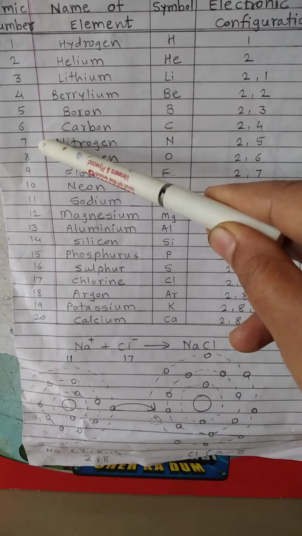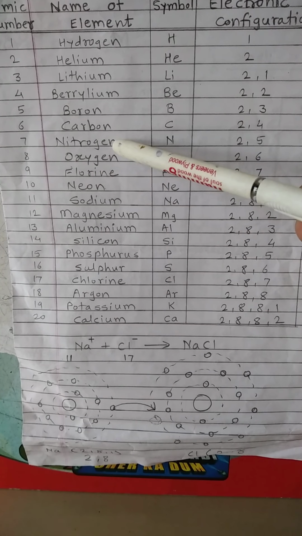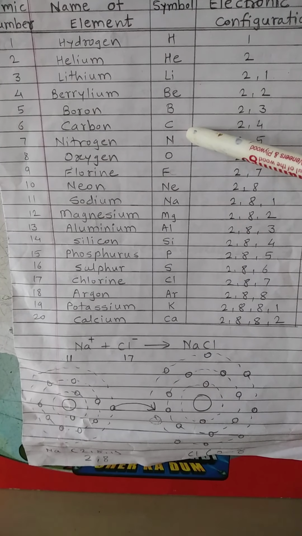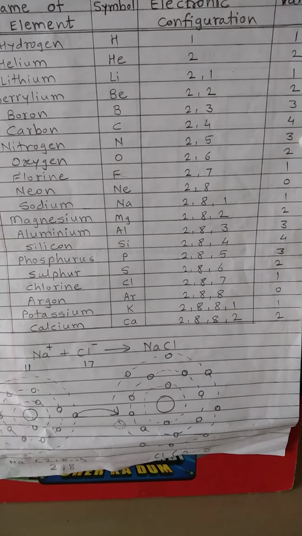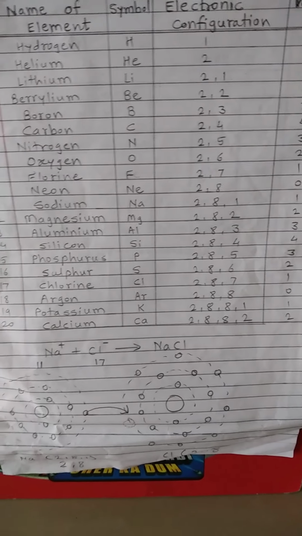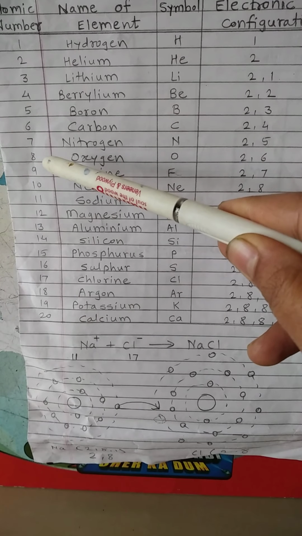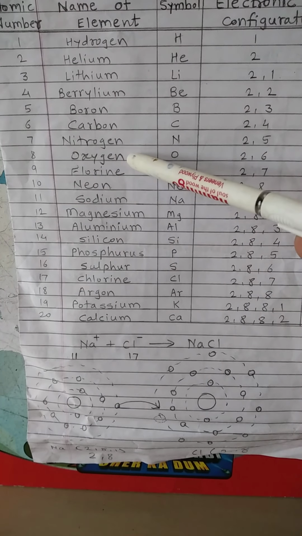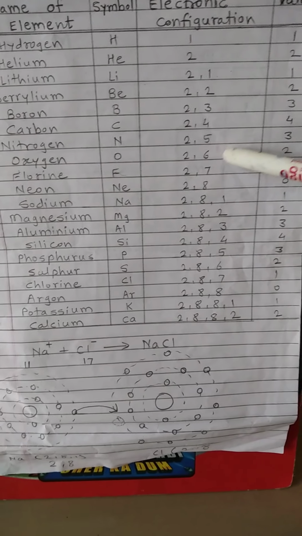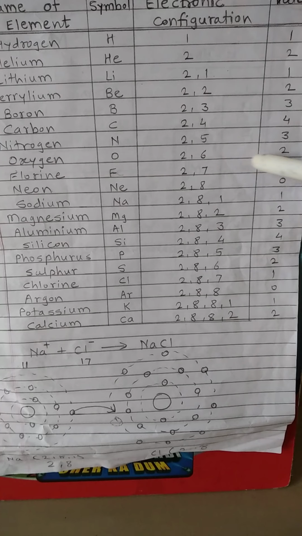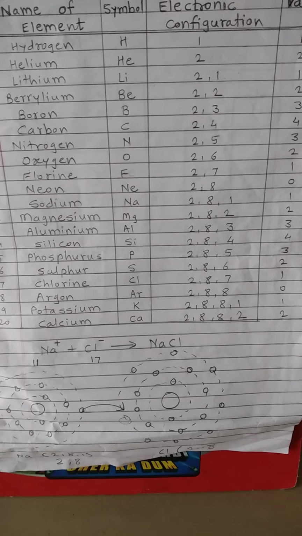Then atomic number 7, name of element nitrogen, symbol is N, electronic configuration 2 5 and valency is 3. Then atomic number 8, name of element oxygen, symbol is O, electronic configuration is 2 6 and valency is 2.